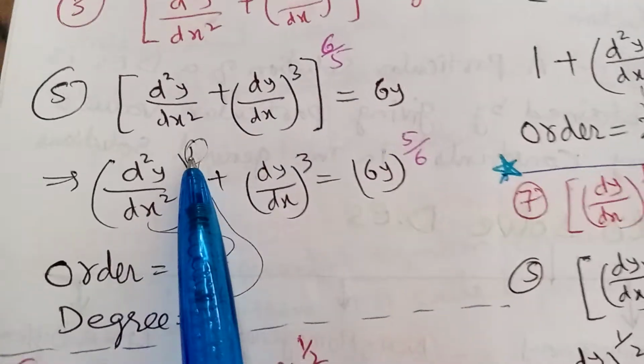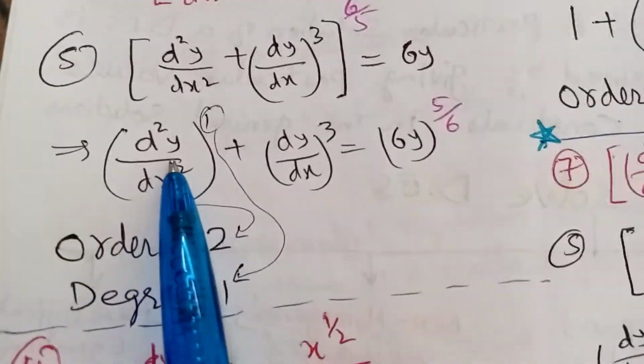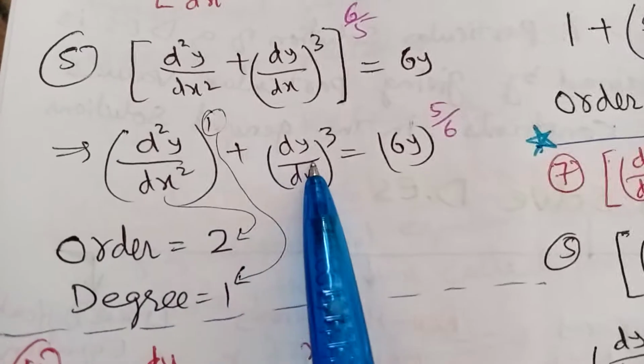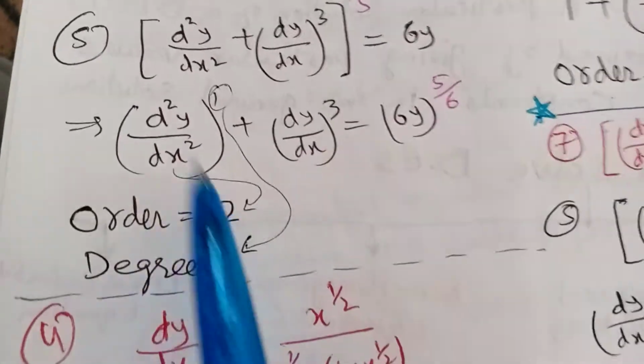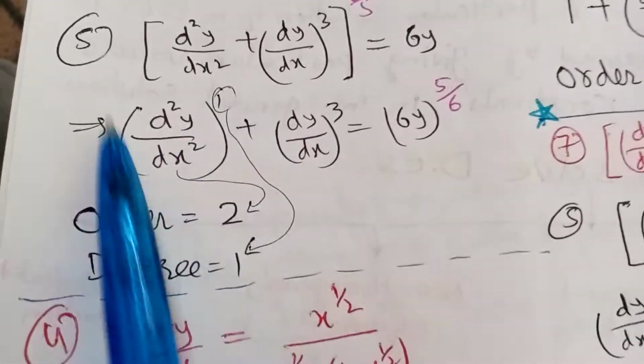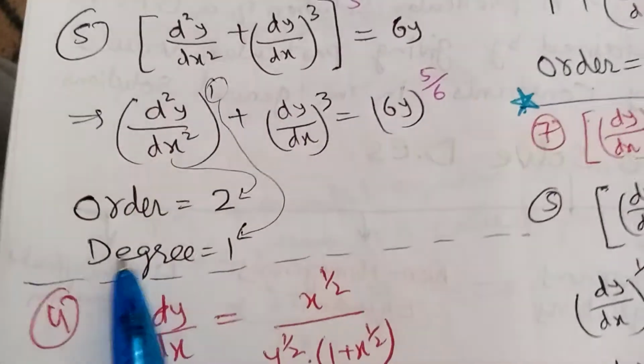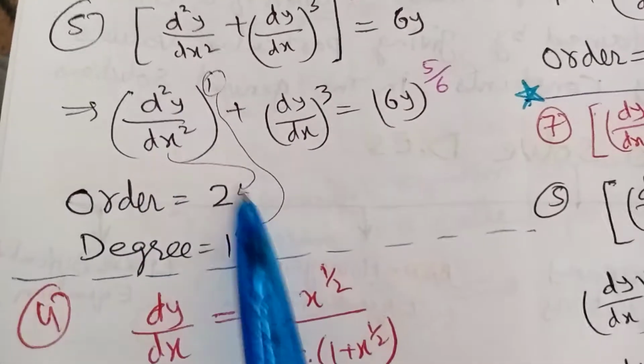Here the power is 3, here 1. So out of which this is dy/dx one time, d²y/dx² two times. So order is 2, second order derivative. What is the power here? Degree 1. Order 2, degree 1.